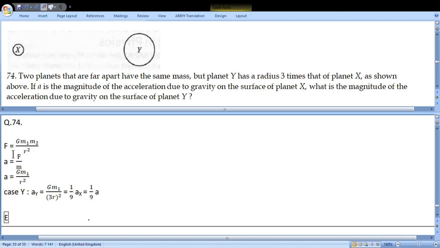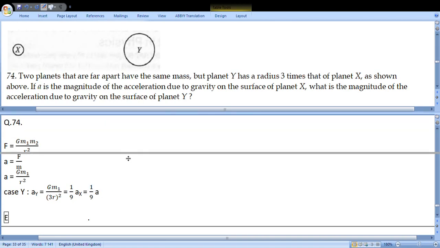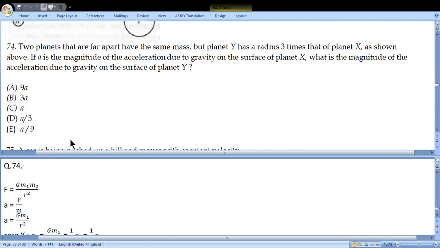So the force of attraction is F, given by this formula. We divide by the mass of one object, we get this formula. Case Y, all the same except the radius is 3 times. So we take 3 out of the bracket and we get 1/9 of the previous value. So we have such a choice, 1/9. Yes, A over 9.